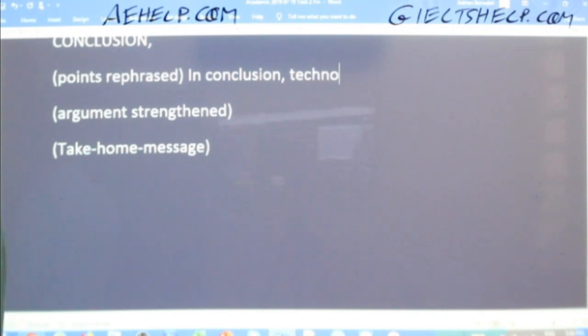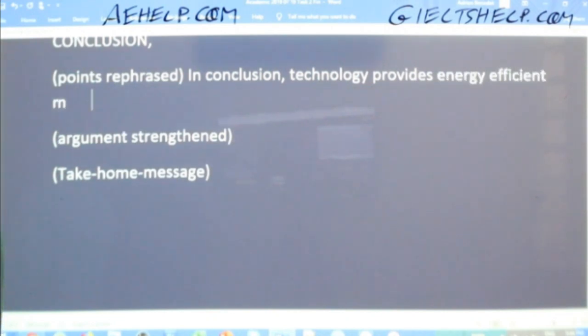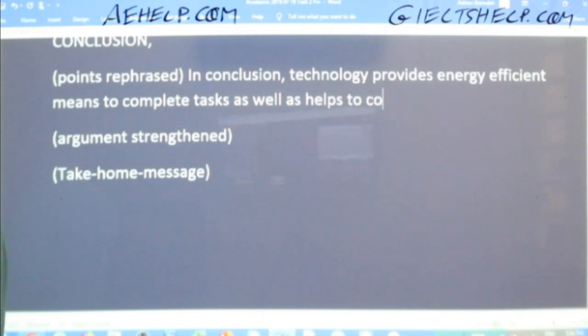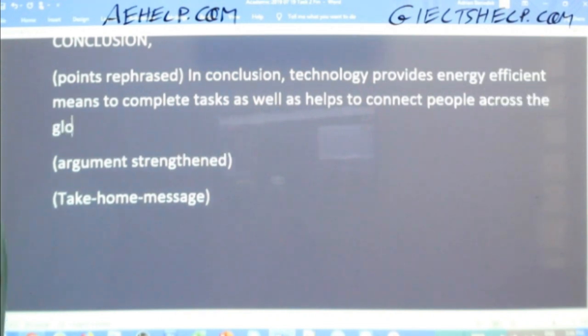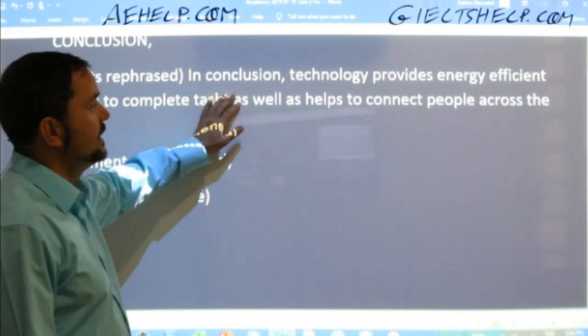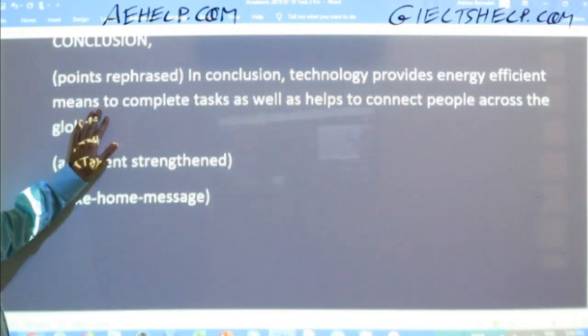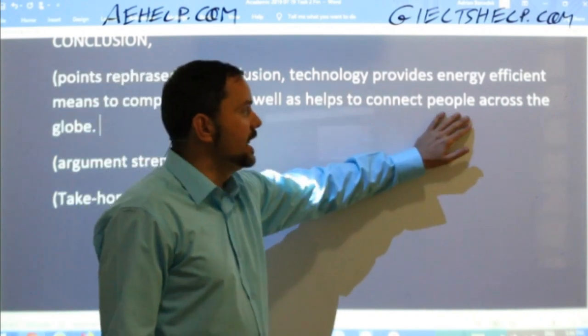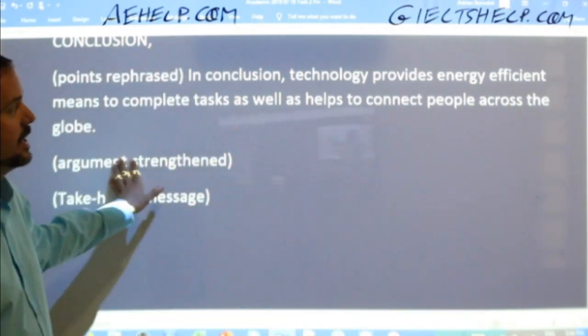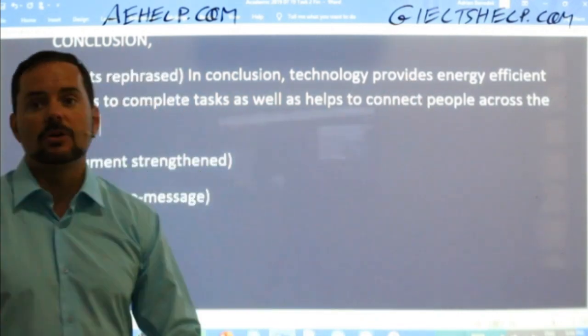Technology provides energy efficient means to complete tasks as well as helps to connect people across the globe. Okay, so that would be my points rephrased. Okay, in conclusion, technology provides energy efficient means to complete tasks as well as helps to connect people across the globe. Okay, so that's the communication and the helping us with difficult chores.